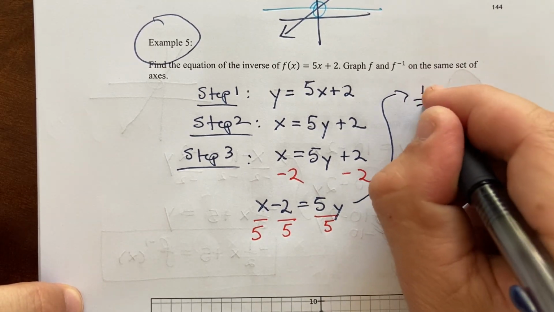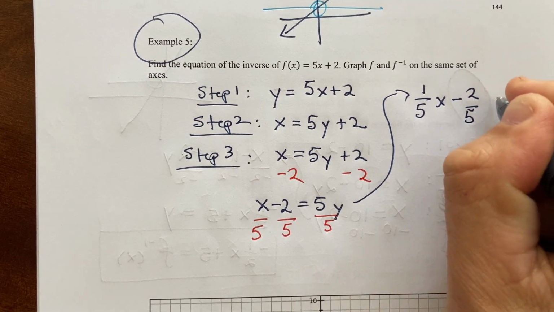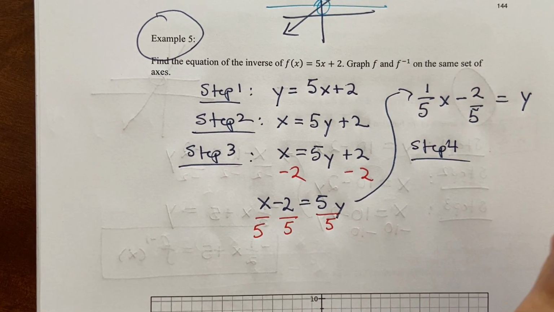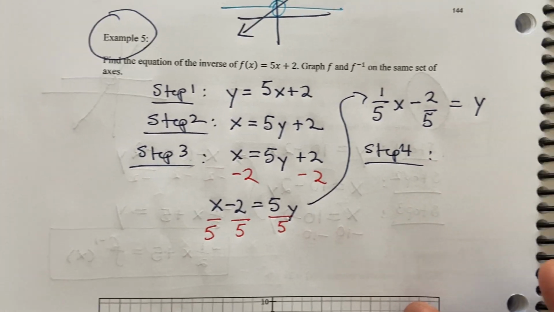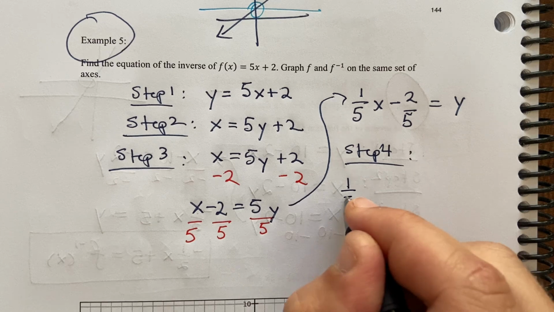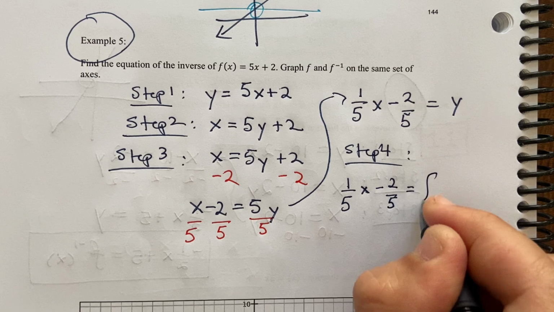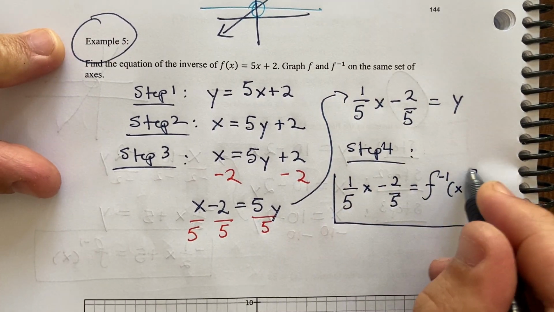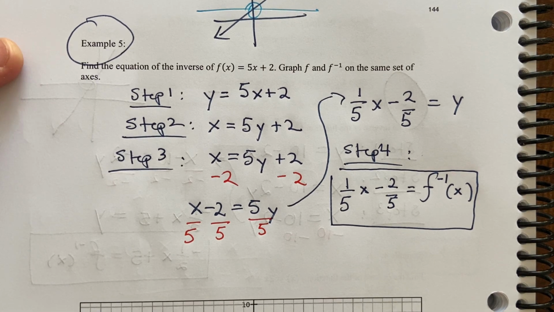So I get 1/5 x minus 2/5 equals y. And then step 4 was simply rewrite y as f inverse. So we have 1/5 x minus 2/5 equals f inverse of x. That would be the inverse function, and then we'll go ahead and plot both of these on the same set of axes.